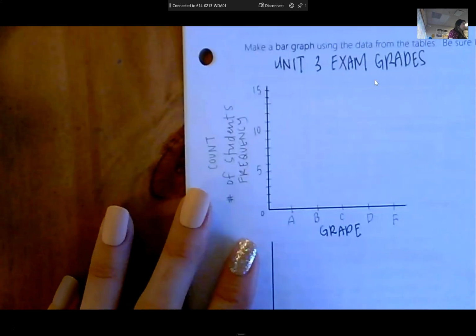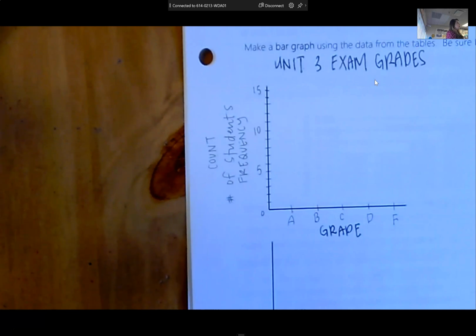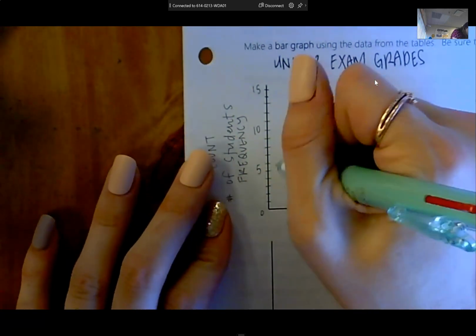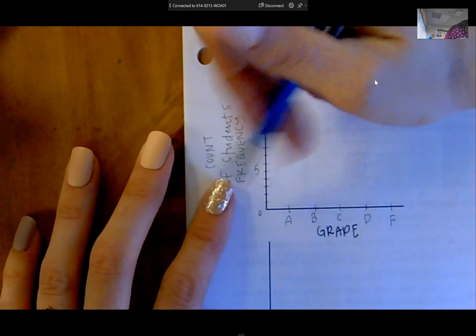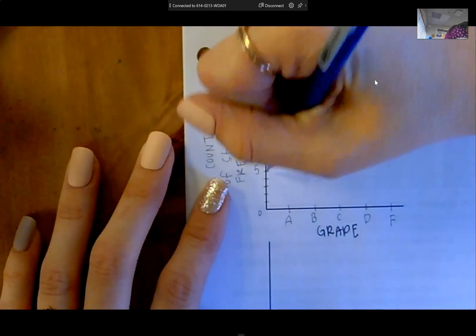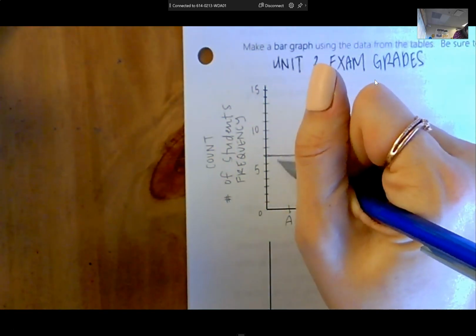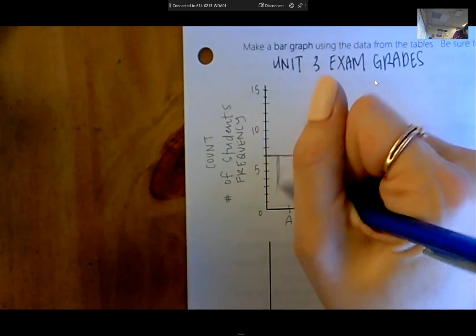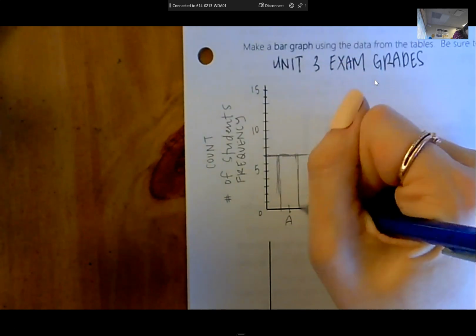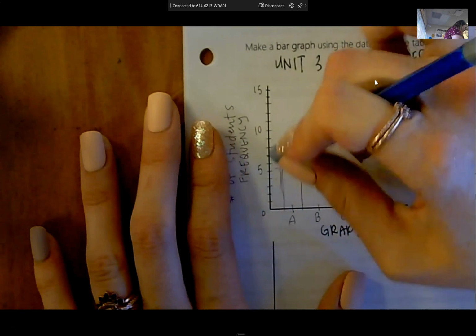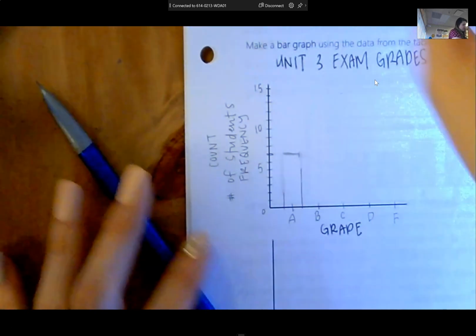We had 7 kids. Now here's the thing. If you did tick marks, you want to center your bar on that tick mark. So we had 7 kids. So I'm going to use pencil for this so that I can erase it when I want my thing to look nice. That were in the A category. And I want to center my bar over that A. And then this is where you can use colored pencils if that's your jam.